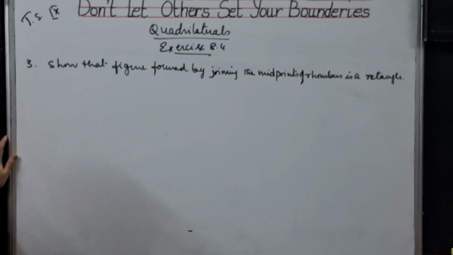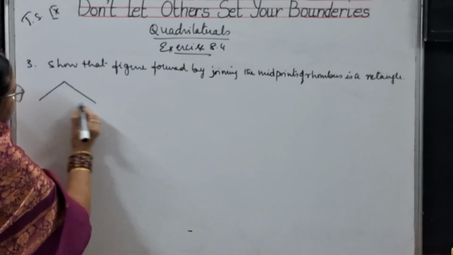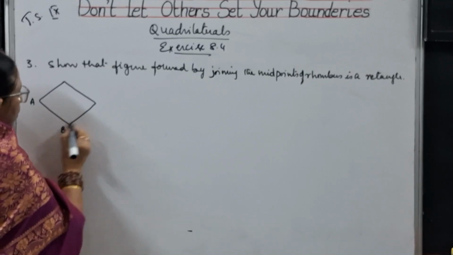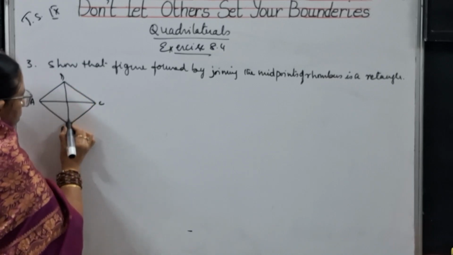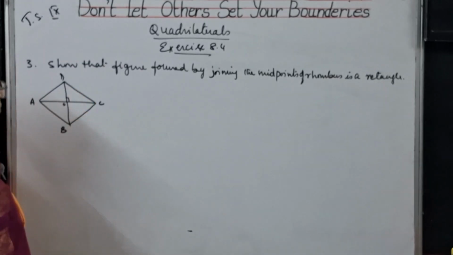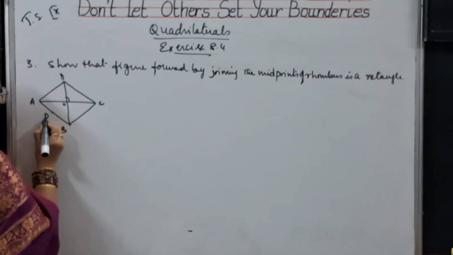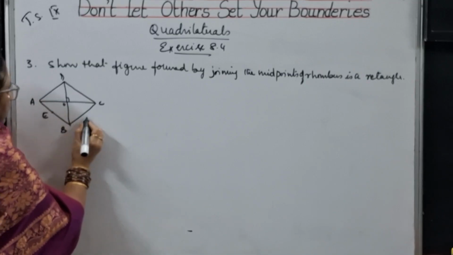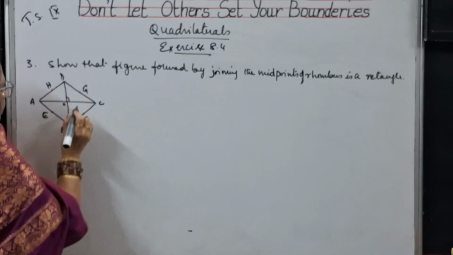Now, for third problem, children, show that the figure formed by joining the midpoints of a rhombus is a rectangle. So, if you draw a rhombus, we know rhombus is a figure where all sides are equal and diagonals are perpendicular bisectors. So, the figure formed by joining the midpoints. That means let us take EFGH. These points you call it, take it as E, F, G, H. These are the midpoints.